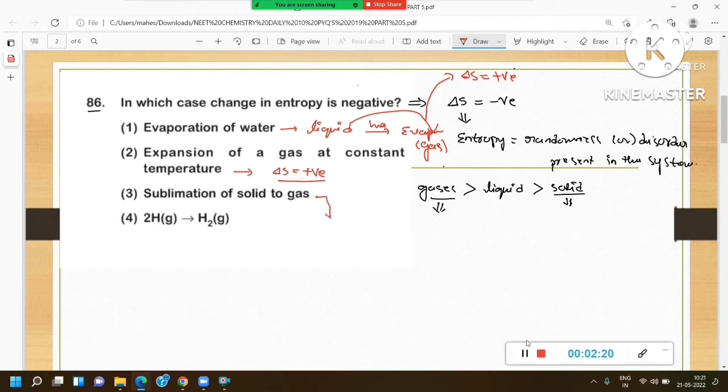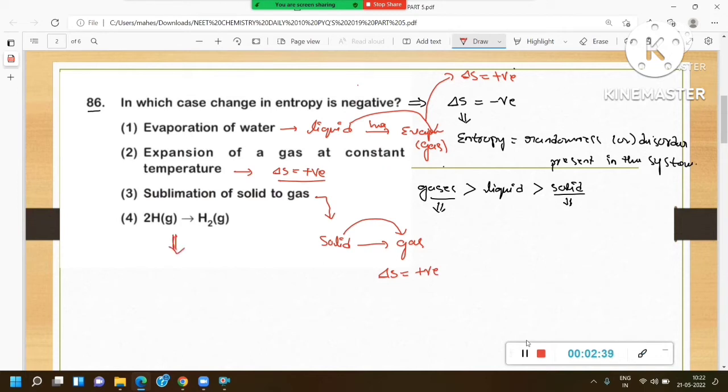Now let us verify the third one. Here, sublimation of solid to gas. Solid is converted to gas, so the change in entropy will also increase. Its value becomes delta S positive.